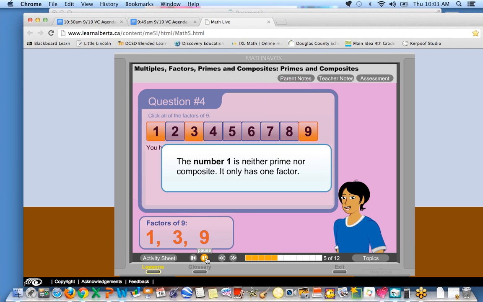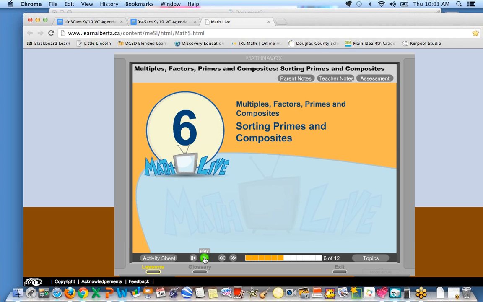The number 1 is neither prime nor composite. It only has one factor. Okay, so number 1 is our exception to both rules. The number 0 is neither prime nor composite. Okay, and 0 is also an exception to those rules.